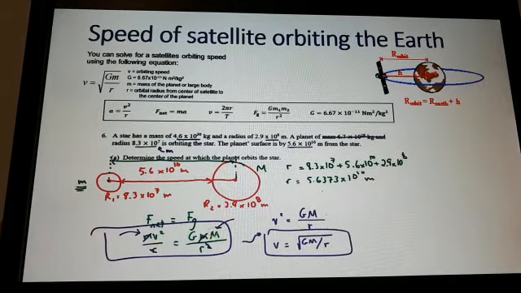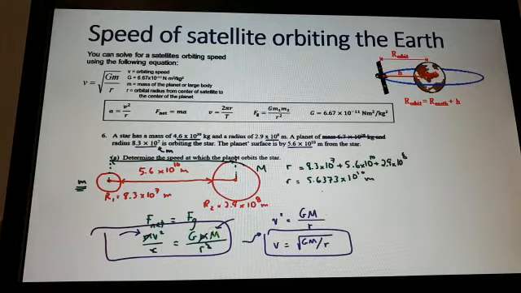Now, the speed of a satellite orbiting the Earth. This is a circular motion. You can solve for the satellite's orbiting speed using the following equation: v is equal to root of GM by r. Here the Earth and a satellite orbiting it are shown. Remember, r is the orbit radius. If you want to calculate questions like this, what is the radius of the orbit? It is the Earth's radius plus the height of the satellite. Remember that you have to add them before calculating.